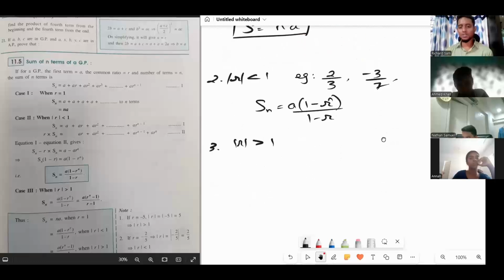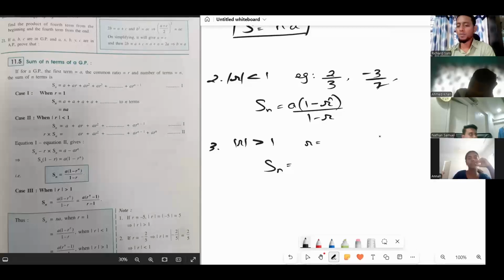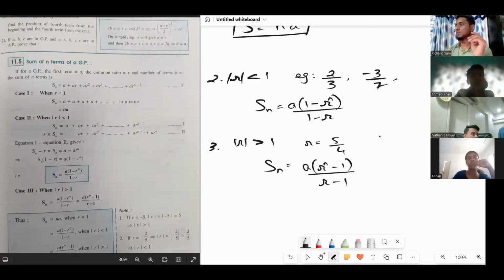Let me show you the next one also, then you can compare both and you'll understand why we are using this formula. In the third condition, the absolute value of r is greater than 1, which means r is an improper fraction. For example, 5 upon 4, where the numerator is greater than the denominator. So here, the formula is a into r raised to n minus 1 upon r minus 1. Instead of 1 minus r, we're taking r minus 1.